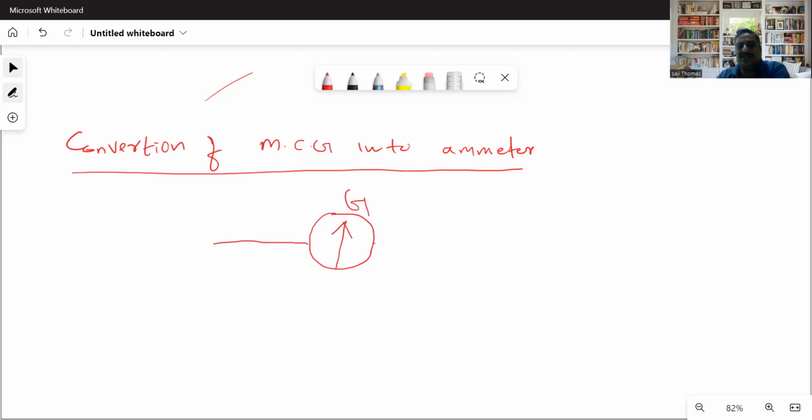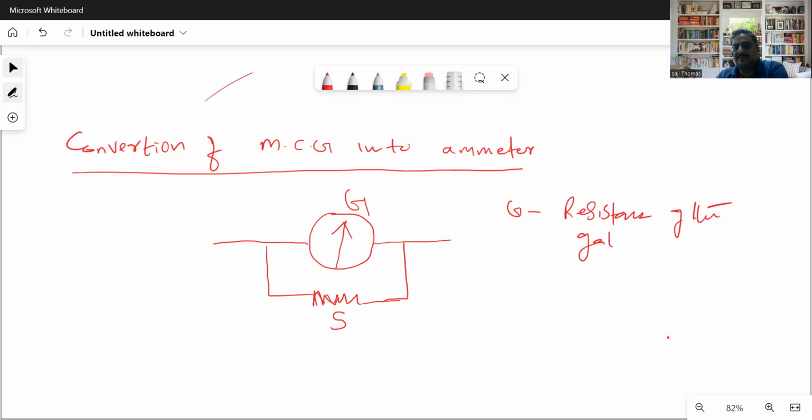Now, to convert it into an ammeter, we have to connect a small resistance. This is the small resistance in parallel. The small resistance I denote as S. This is known as shunt. Small resistance is known as shunt. So capital G is the resistance of the galvanometer, and S is the shunt resistance.